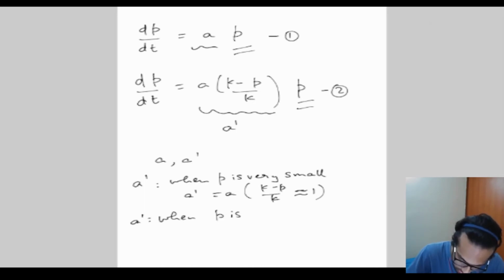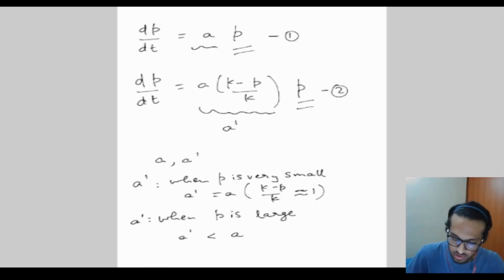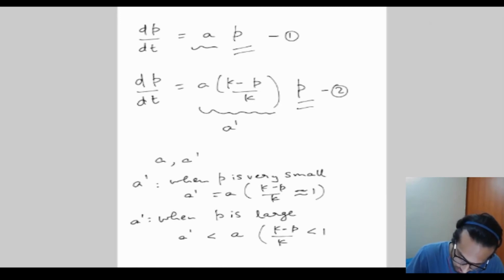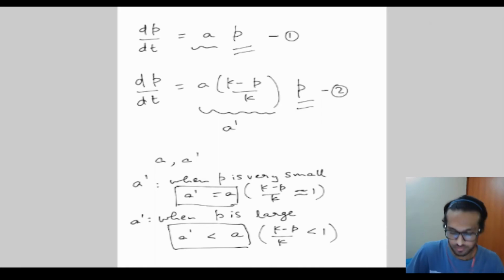When P is large, A dash is lesser than A. Why? Because (K minus P) by K is less than 1. Correct? So this is what you need to take home from this discussion. When P is very small, which means when the time has just started and the population is just growing, A dash and A are the same. That means exponential growth is happening.